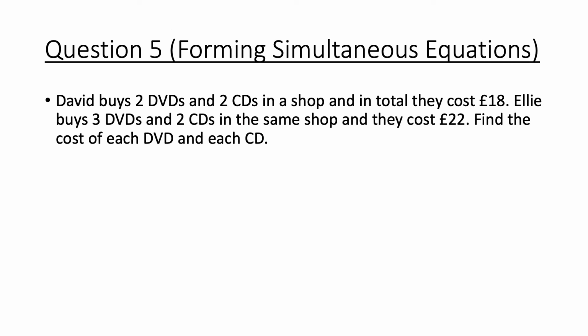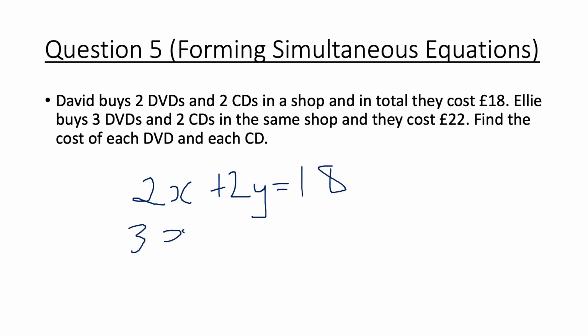Right, guys, so last question, question 5. David buys 2 DVDs and 2 CDs in a shop and they cost a total of £18. Ellie buys 3 DVDs and 2 CDs in the same shop and they cost £22. Find the cost of each DVD and each CD. So I'm going to call X DVDs here, and then I'm going to call Y CDs. So 2X plus 2Y is 18. 3X plus 2Y is equal to 22.